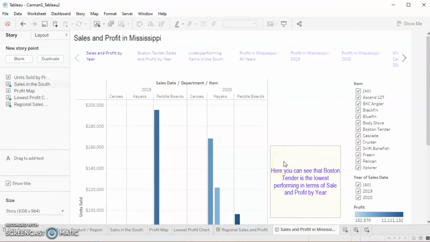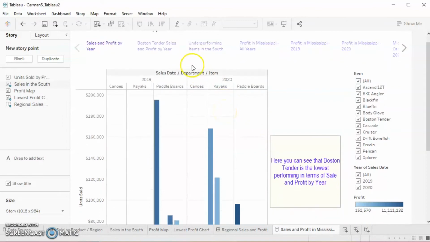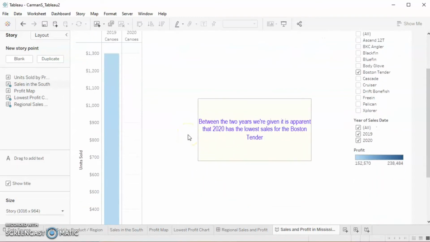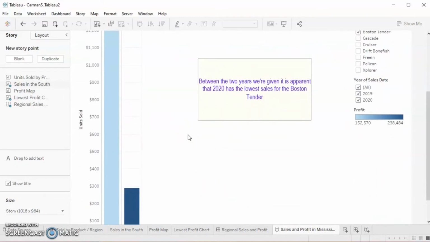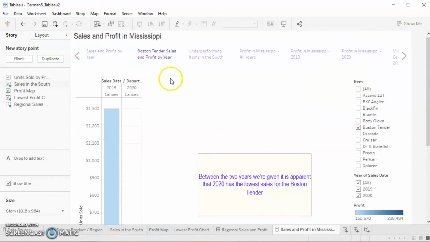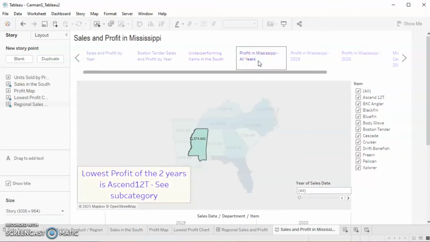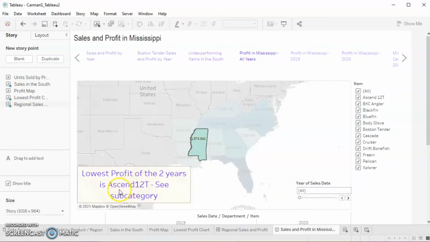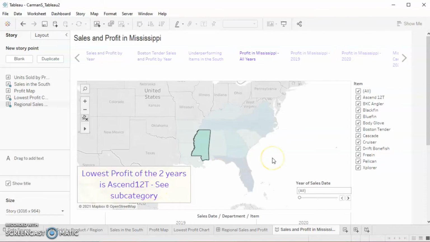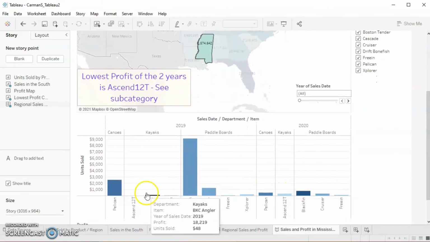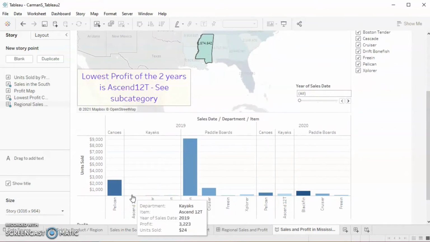For my story, I wanted to reiterate what I was talking about before. You can see the sales, and then you can see specifically in 2019 and 2020 which ones did the worst, and that's the Boston Tender, the underperforming item in the South. When examining the South, we can see Mississippi has the lowest profit of the states, like I said before. So I focused on that, and we see that the Ascend 12T category had the lowest profits for those 2 years combined, 2019 and 2020, and that is right here with $24 of units sold.